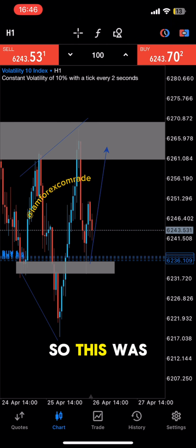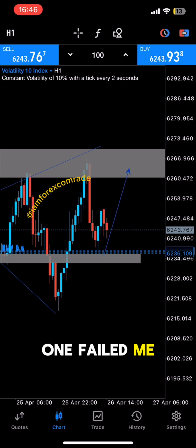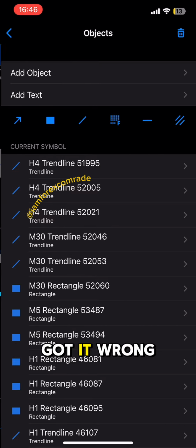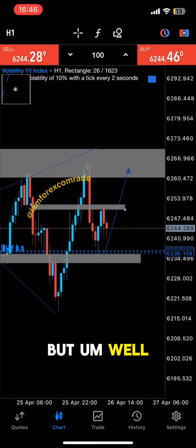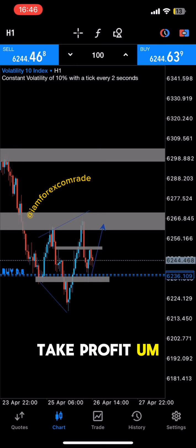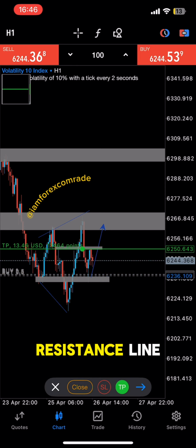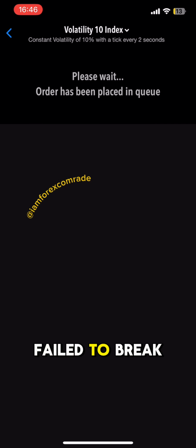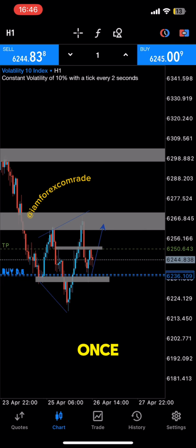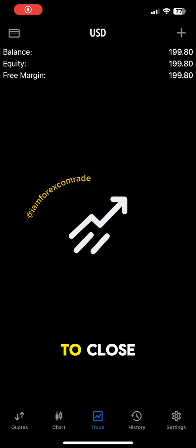So this was a true Quasimodo. I don't know why the last one failed me, but it's just the same setup. I don't even know why I got it wrong, but in terms of take profit, you just put it at that resistance line where the market failed to break to the upside. Chances are it might actually fail to break again. So I'm going to close.